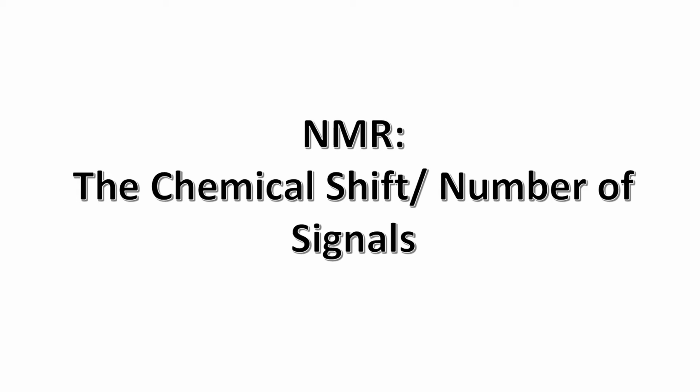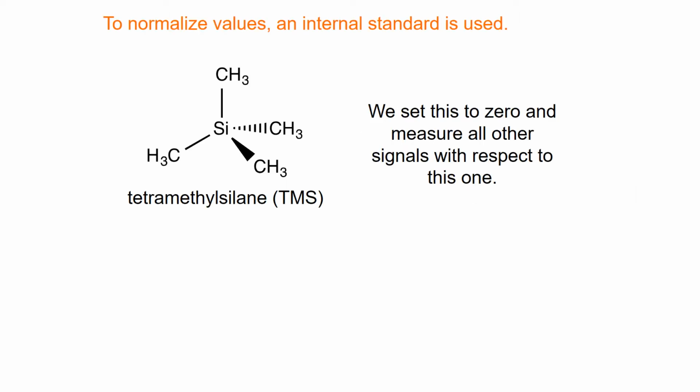There are going to be four factors that we look at when we are considering an NMR spectrum, and the first of those is what we call the chemical shift. In the last video, we talked about the NMR spectrometer picking up on emissions in the radio frequency range during the relaxation process, and of course those emissions are in megahertz.